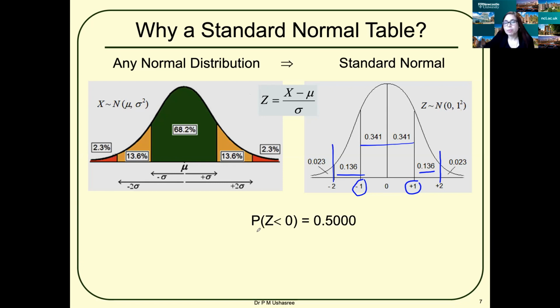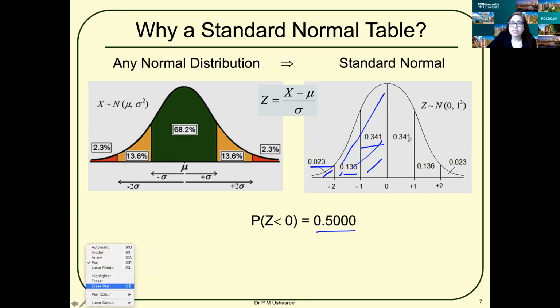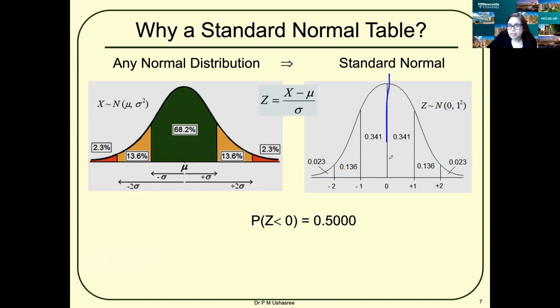The probability of Z less than 0 will be 0.5. From this empirical rule, we can clearly see that. The probability of finding z less than 0, that is this area, is nothing but 0.341 plus 0.136 plus 0.023, and so on, which is nothing but 50%. Or you can also say that this is symmetrical data, so 50% of the data lie below z equal to 0.